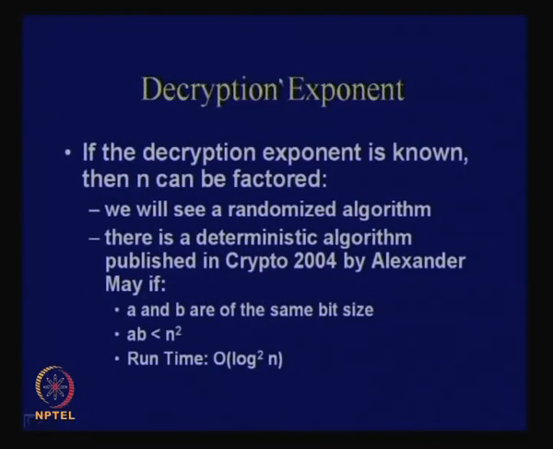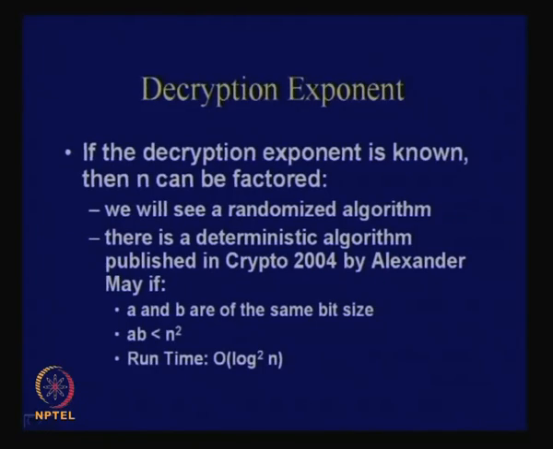The other important thing that we shall discuss is the decryption exponent. As I told you, if the decryption exponent is known, then n can actually be factored. We shall study a randomized algorithm, which is quite simple to understand. But recently, in Crypto 2004, a paper by Alexander May proposed a deterministic algorithm for this, under certain conditions which are quite practical, like a and b being roughly of the same bit size.